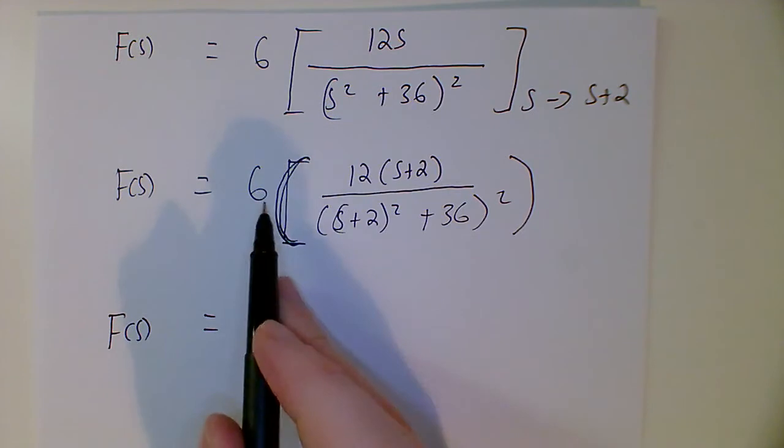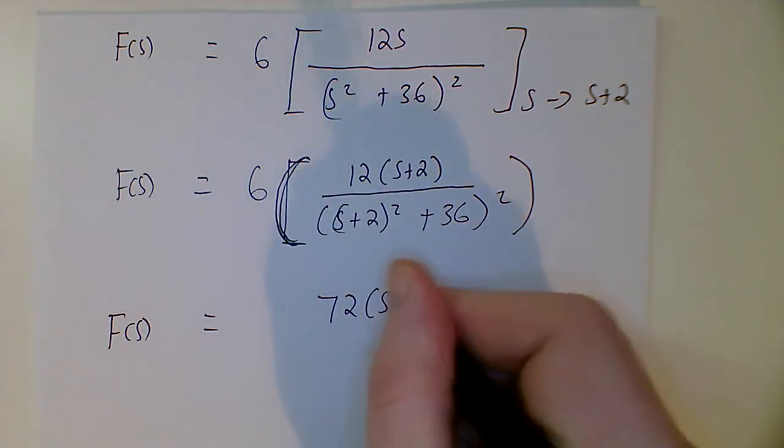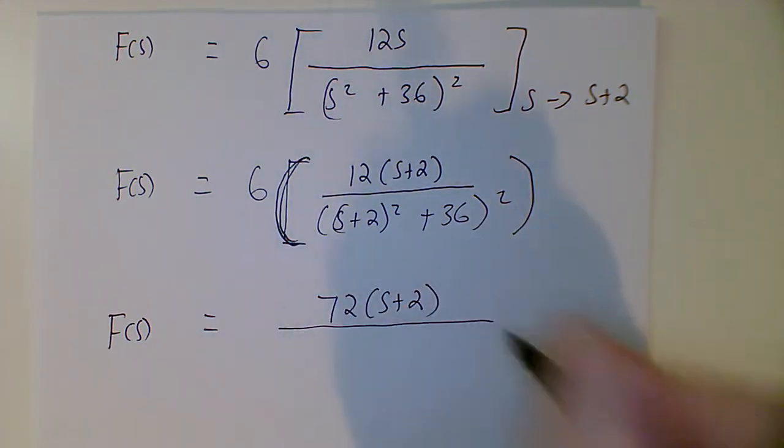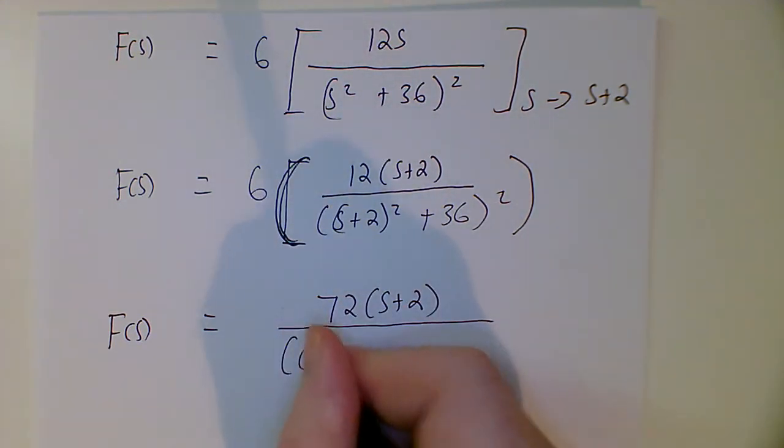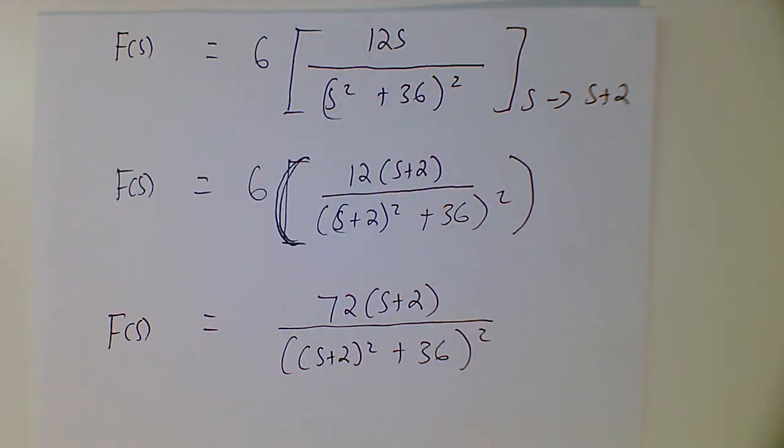Right, then we just multiply the 6 and the top of the fraction together. So that just gives me 72 s plus 2 over s plus 2 squared plus 36 squared. And if you want, you can multiply out all the brackets and stuff like that, but I'm pretty happy with that as a final solution because you've done the full Laplace transform. If you want to multiply the bracket there, multiply the bracket there, then you can, but I wouldn't.